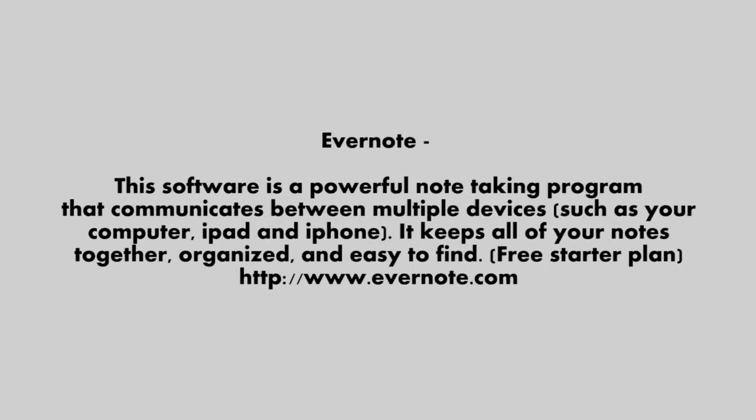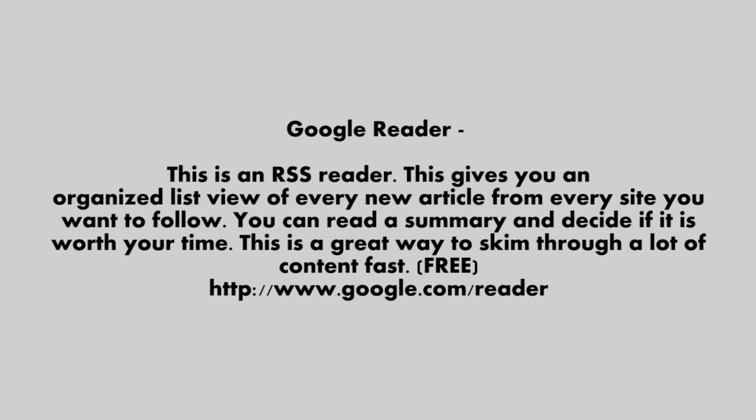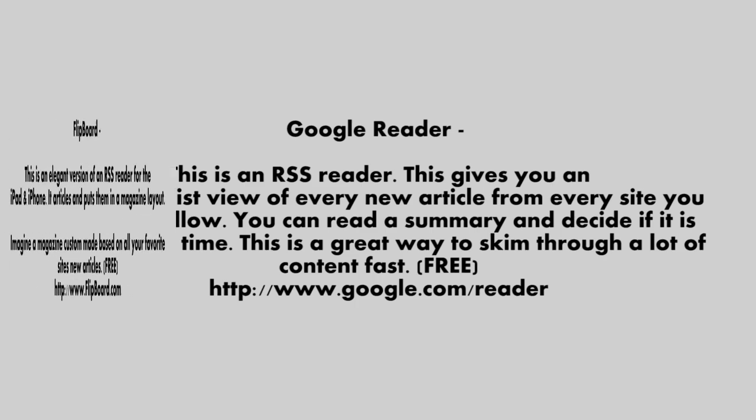Evernote. This software is a powerful note-taking program that communicates between multiple devices, such as your computer, iPad, and iPhone. It keeps all of your notes together, organized, and easy to find. Google Reader. This is an RSS reader. This gives you an organized list view of every new article from every site you want to follow. You can read a summary and decide if it's worth your time. This is a great way to skim through a lot of content fast.